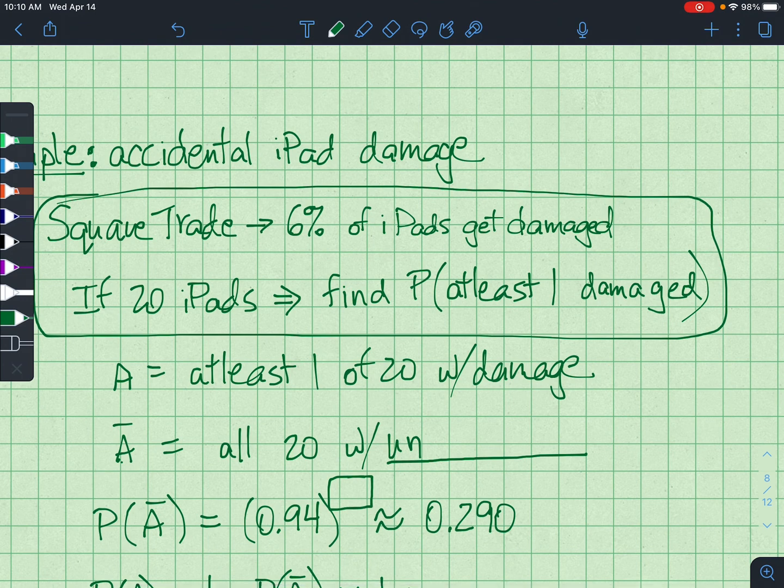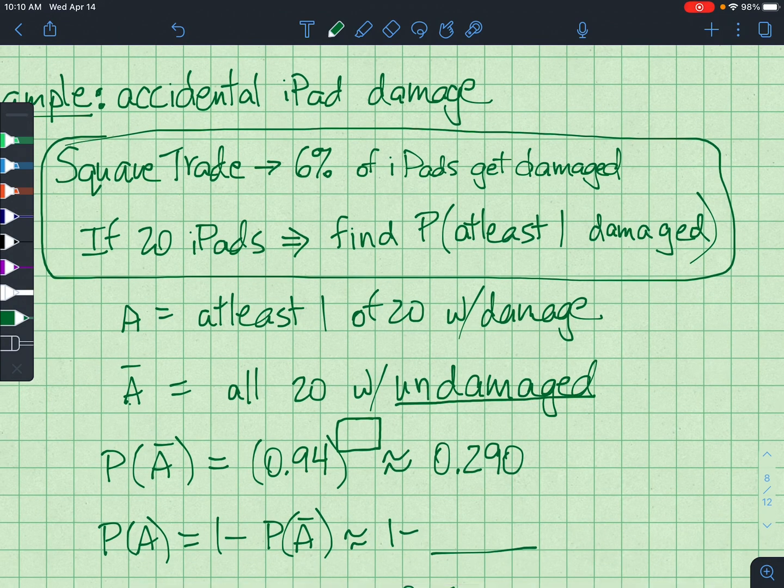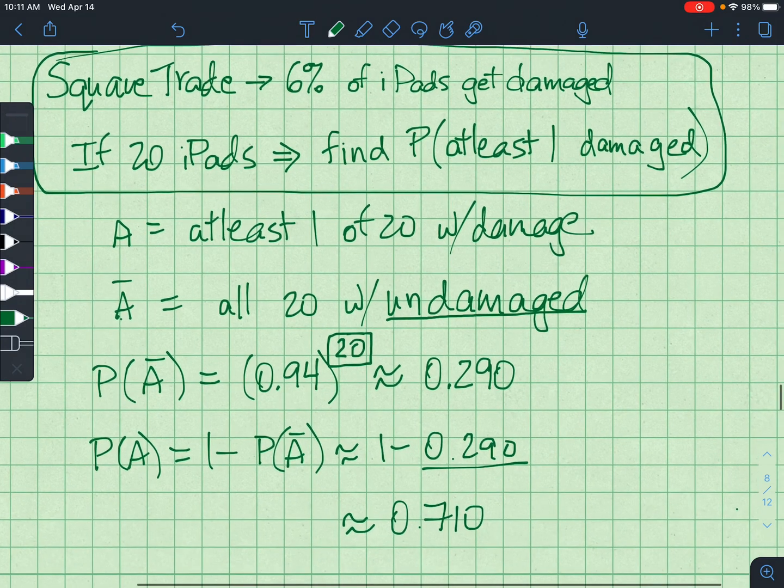All right. A, at least one of the 20 with damage. A bar, okay, the complement of A. It's all 20 undamaged. So the probability of A bar is, again, we take the complement, 1 minus 0.06, and then we have to multiply that times however many iPads. And that gives us 0.290. So about 29% chance that all 20 of them will be undamaged. And so 1 minus 0.29 gives us the answer, about 71% chance that one of them will sustain some sort of damage. Okay?